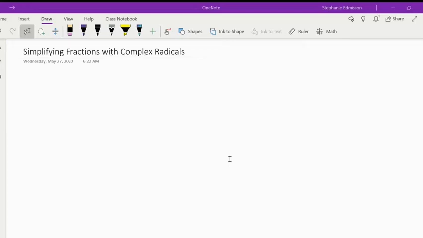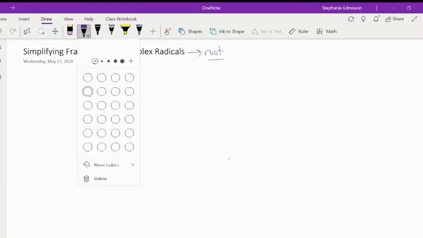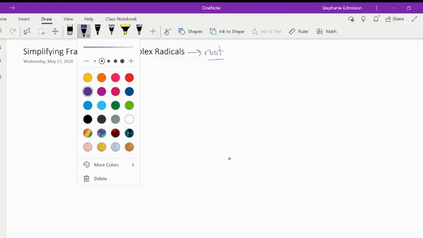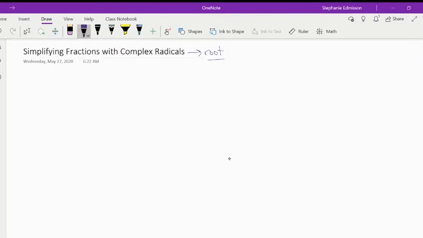Today we're going to talk about how to simplify fractions with complex radicals. And if that sounds really confusing or scary to you, just remember radical is the same thing as a root, okay? So we're just simplifying fractions with complex roots. To start today, let's remember what it looks like when we simplify a radical in general. If we have the square root of 120, what's it going to look like to simplify that?